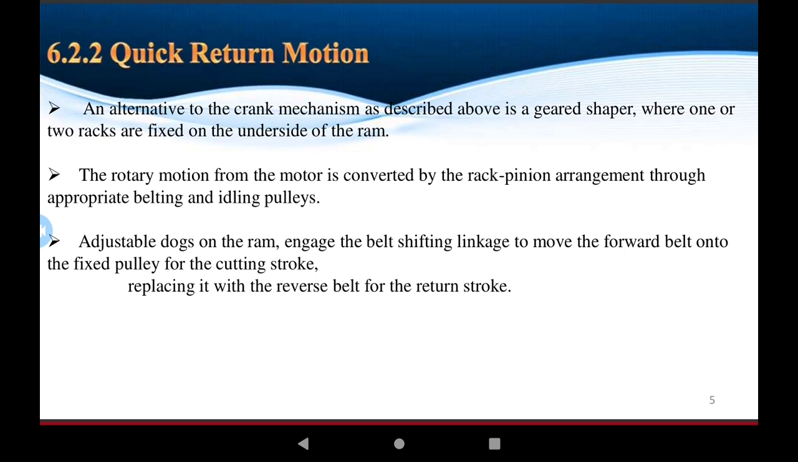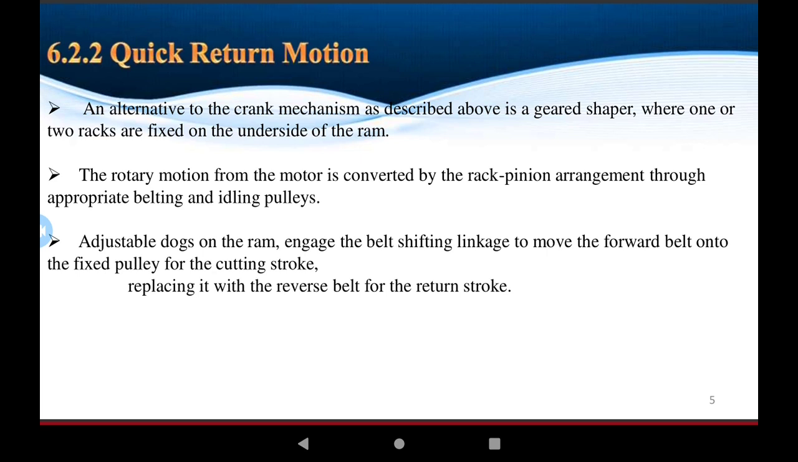Quick return motion and alternative to the crank mechanism is desired above the generated shaper, and one of the racks is fixed on the underside of the ram. Both the two gears are connected to the one ram. Okay, and the two rams move in the opposite direction.